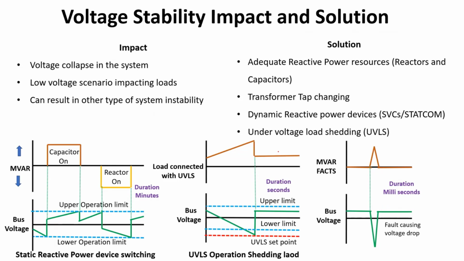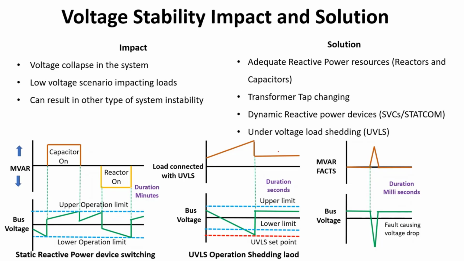Voltage stability, impact and solution. So what is the impact that we discussed? Voltage collapse can happen in the system, with a low voltage scenario impacting the load. If you operate the loads at low voltages, it deteriorates the loads, meaning the loads will have a heating issue and their life will also reduce.